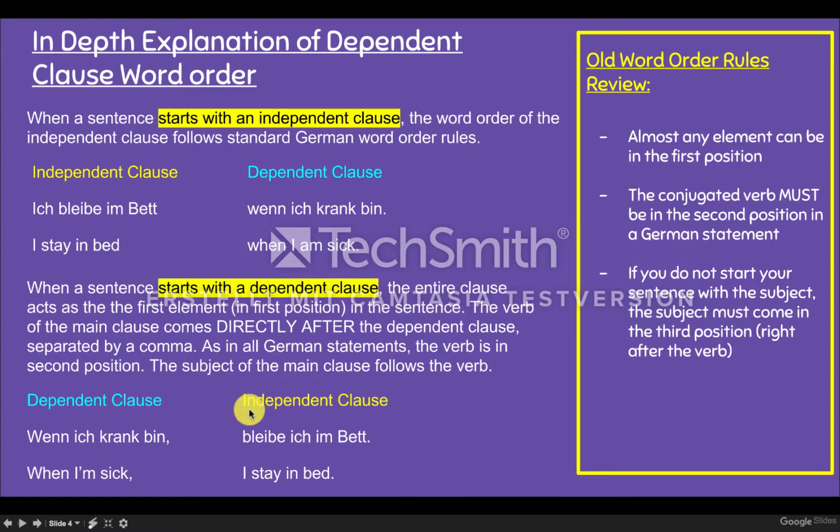So think of it this way. The dependent clause takes up all of position 1, and we can remember our rule that the verb has to go in second position. So here's bleibe, the verb, in second position, and then we have subject and everything else.